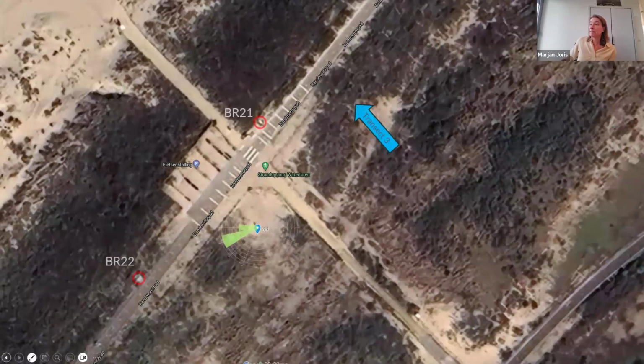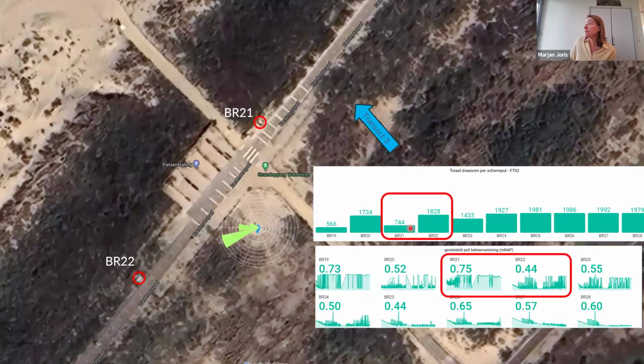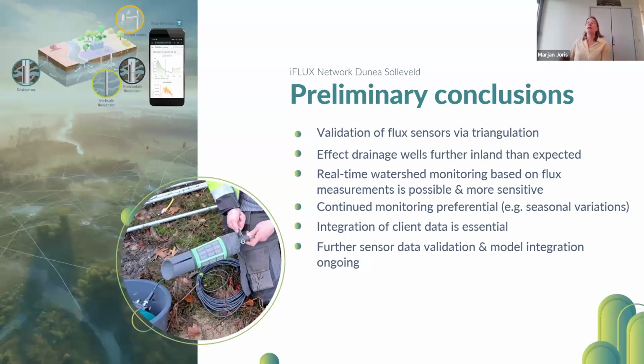Another thing we see in Transect 3 is that water is flowing more to the west than expected, and we did find some reasons for that. As you can see, the activity of pumping well BR21 is much lower than in BR22. So this pump was less active, which explains the direction of this groundwater flow.